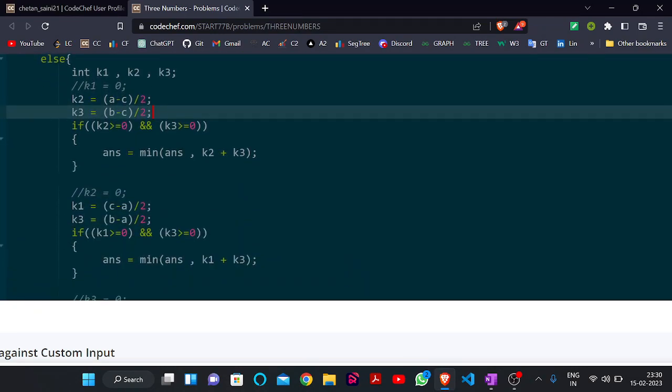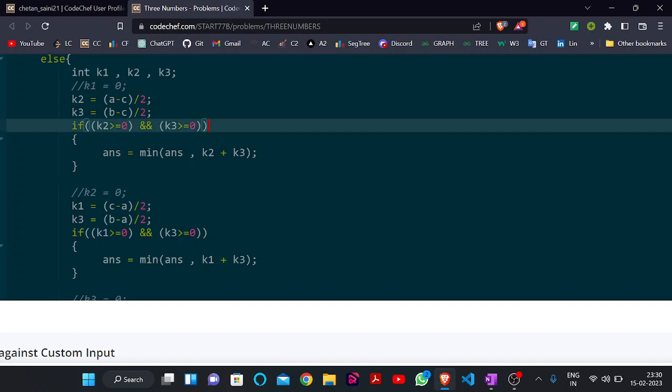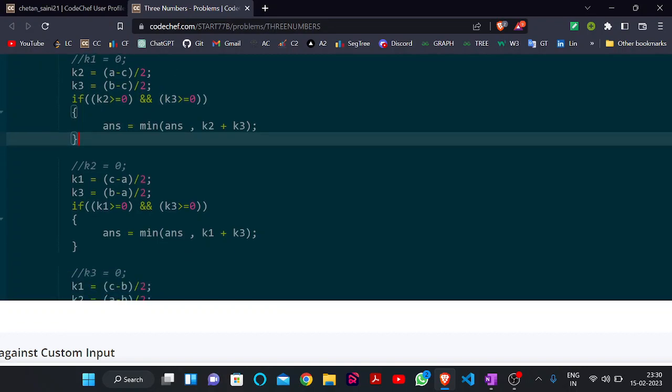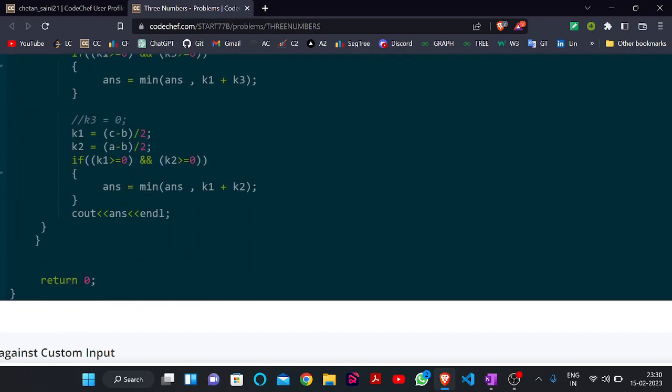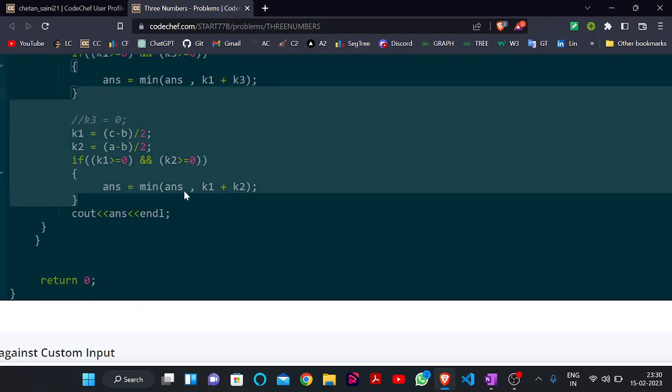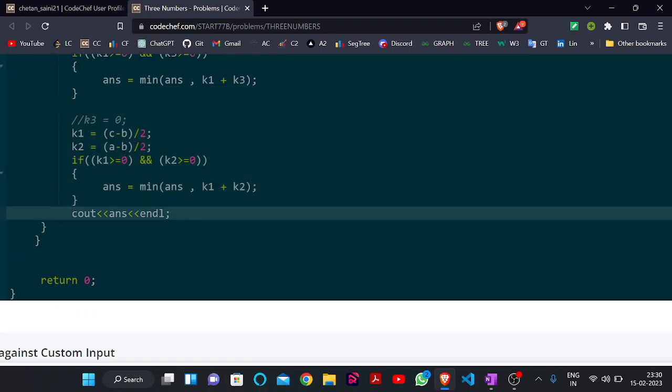Then if both are more than 0, because operations cannot be negative, I will update our answer. Then the same for K2 equal to 0, then for K3 equal to 0, and in the final I will print our answer. So that's all about this question.